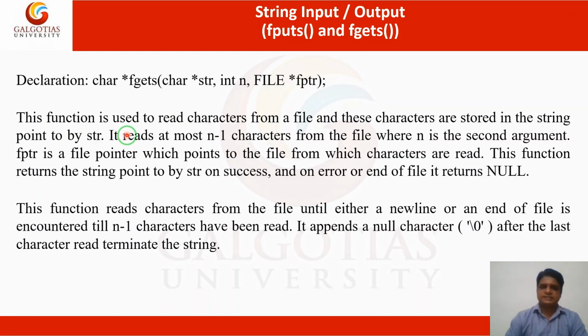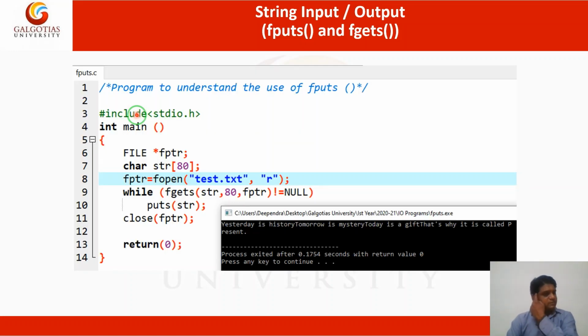Now fgets. What does fgets mean? To get the data from the file and show it on your console. This function is used to read characters from the file, and these characters are stored into the string pointed by str. It reads at most n-1 characters from the file, where n is the second argument, like that. Now we will understand the program.